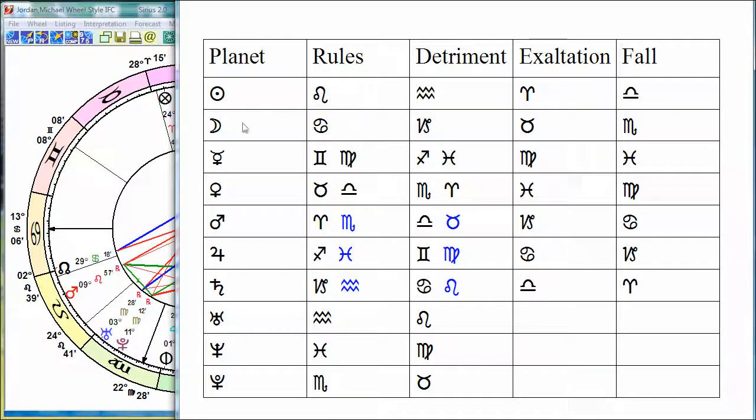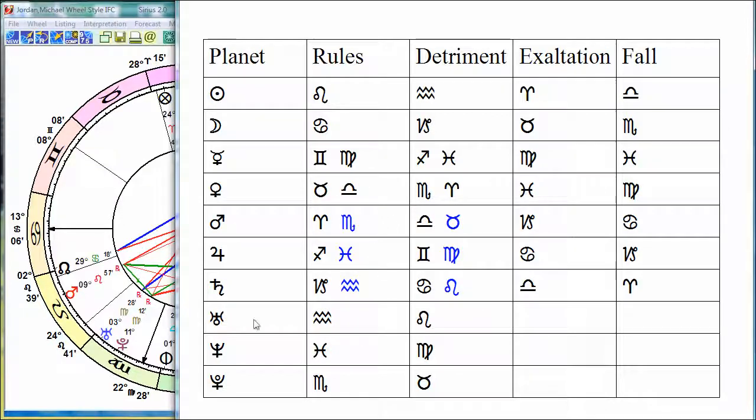So that's the table, and then you memorize it. Moon, it rules Cancer. It's in detriment in Capricorn. Exalted in Taurus. Fall in Scorpio. So this is something that astrologers memorize. The blue here means the ancient ruler, the classical ruler. Mars, for about 2,000 years, rules Aries and Scorpio. And therefore the detriment would be the opposite signs.